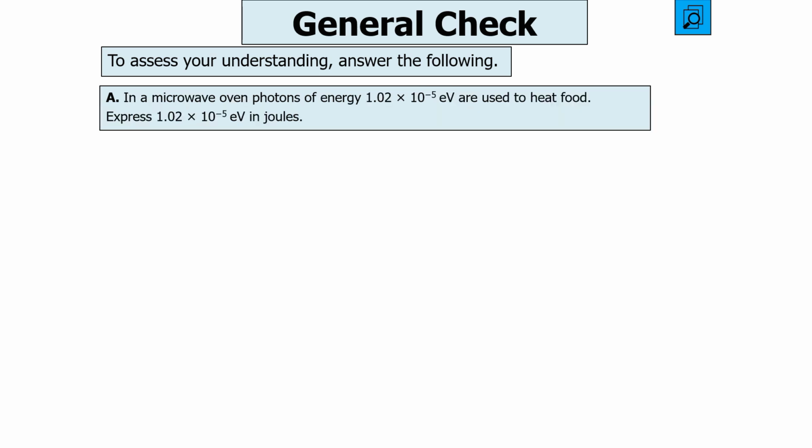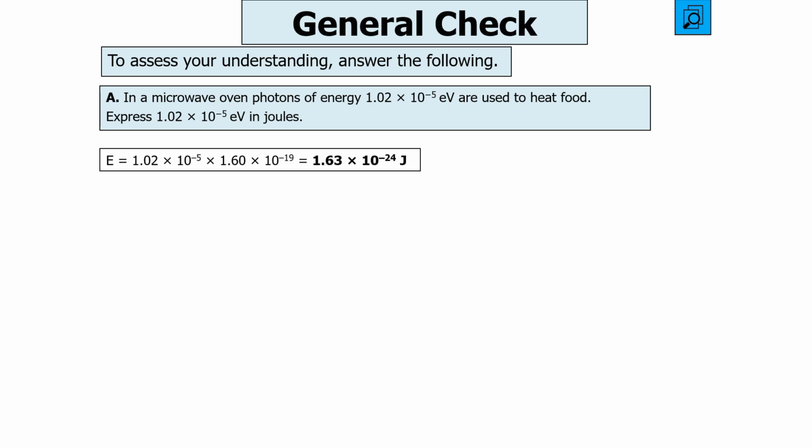The next question says, in a microwave oven, photons of energy 1.02 times 10 to the minus 5 eV are used to heat food. Express 1.02 times 10 to the minus 5 eV in joules. So pause the video now, then unpause the video when you want to go through your answer. Right, to convert from eV into joules, multiply by 1.6 times 10 to the minus 19. So our answer becomes 1.63 times 10 to the minus 24 joules.